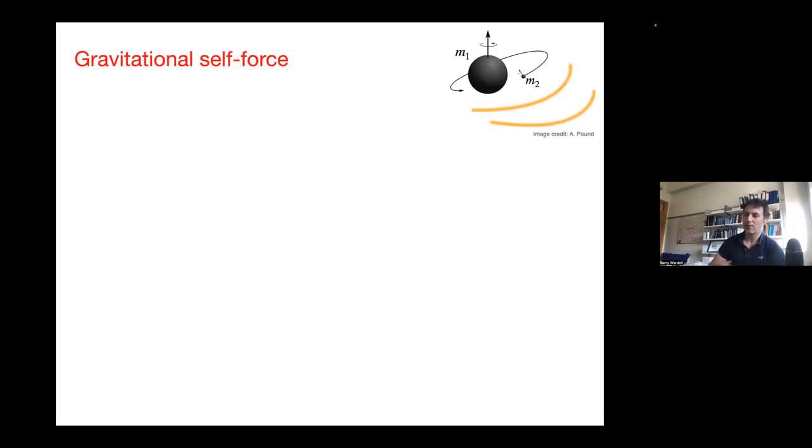Well, we start out with something like this figure up on the top right here, where you've got 2 black holes which might be spinning. One is much bigger than the other one, so M1 is the bigger one and M2 is the smaller one. They're in orbit around each other and they're radiating gravitational waves.